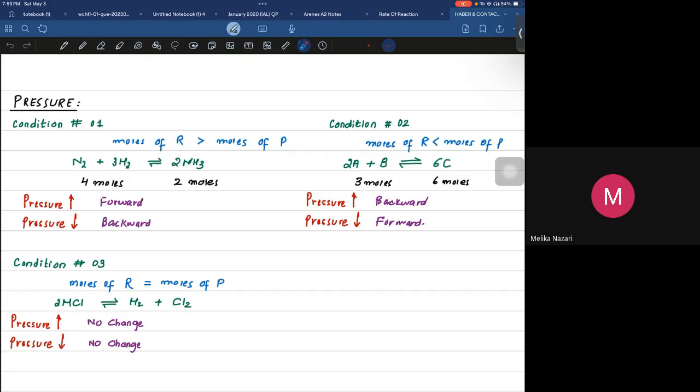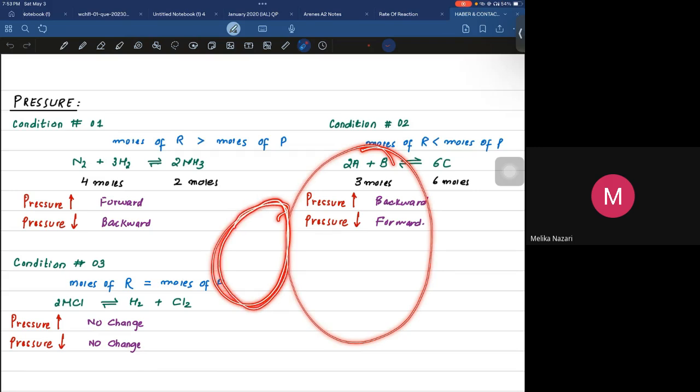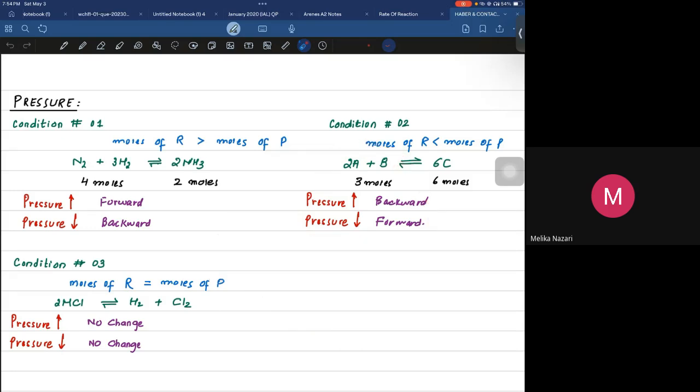Seems that it's very easy. Am I right? Yes. And case number two, when reactants' moles are lower than the product, it means that this balloon is bigger, and this one is smaller. When you are going to increase the pressure, the air moves from bigger to smaller, so backward, vice versa for decreasing the pressure. When you would be decreasing the pressure, it would be forward. Simple.